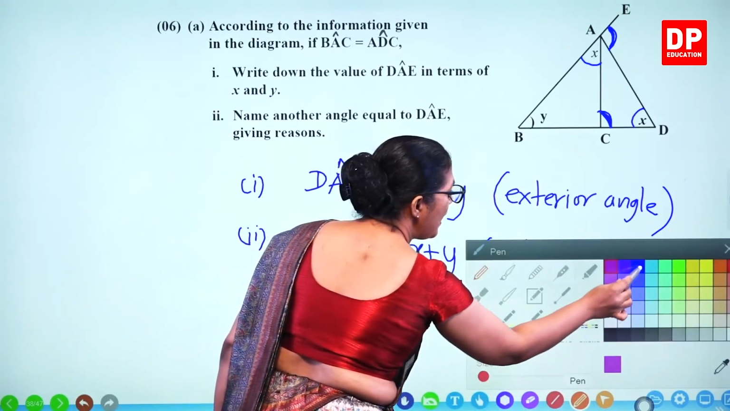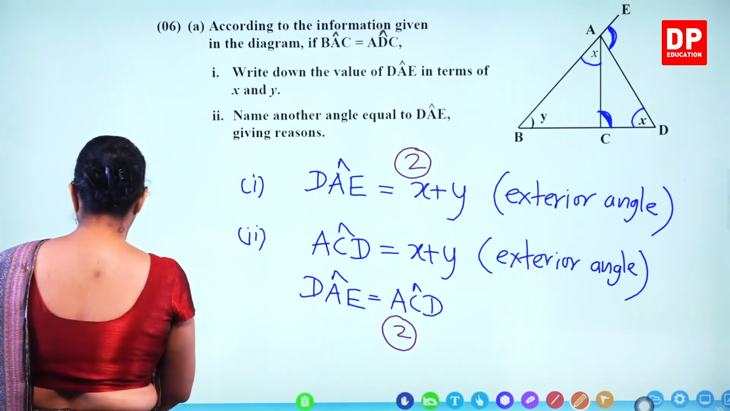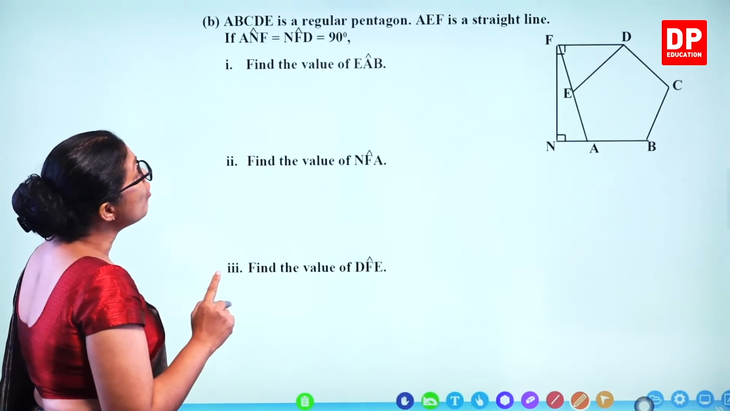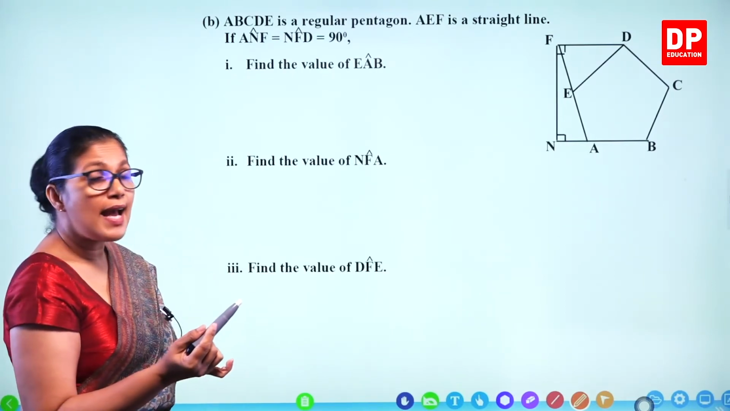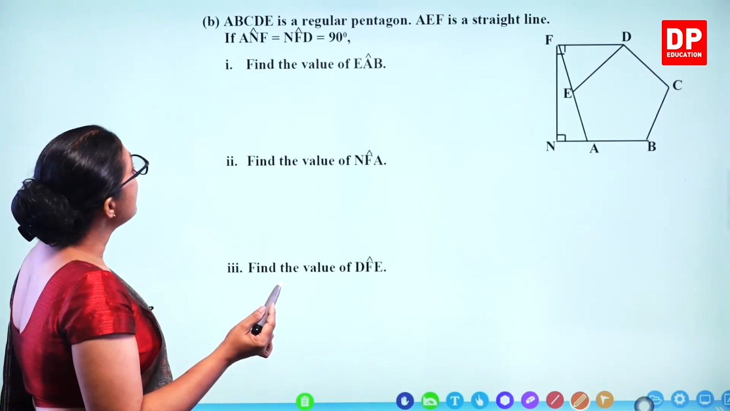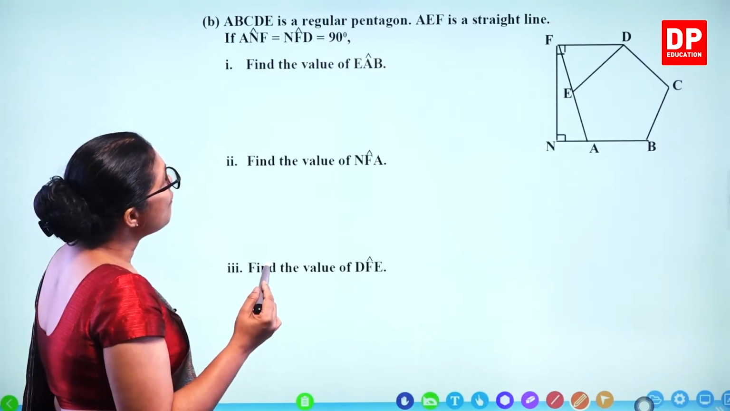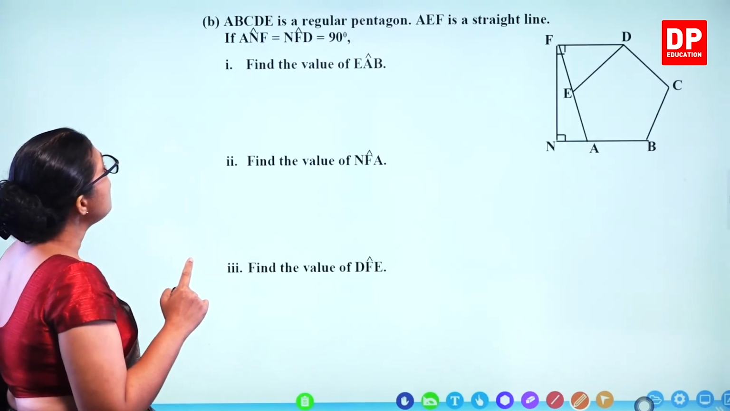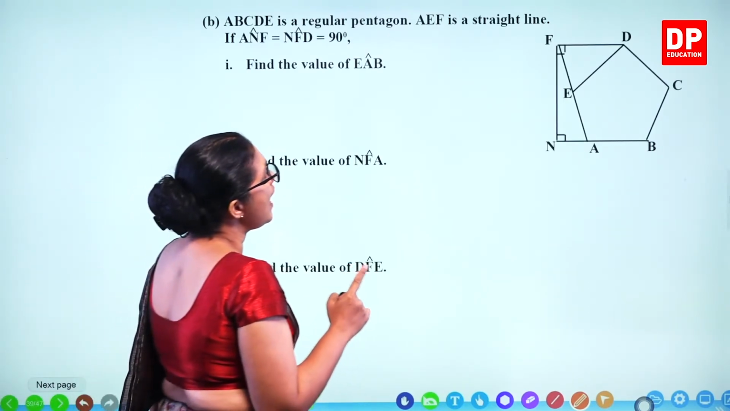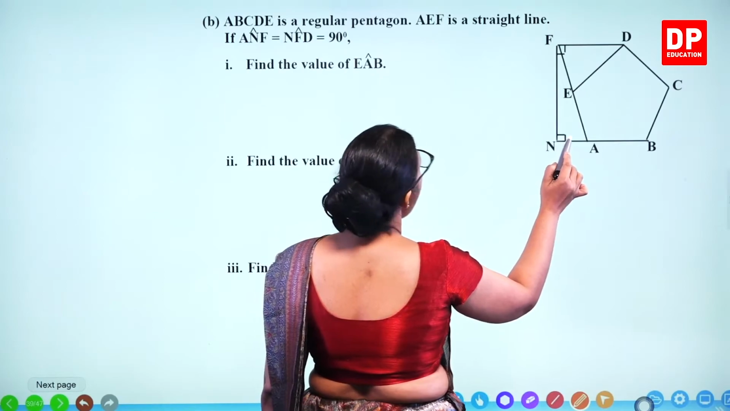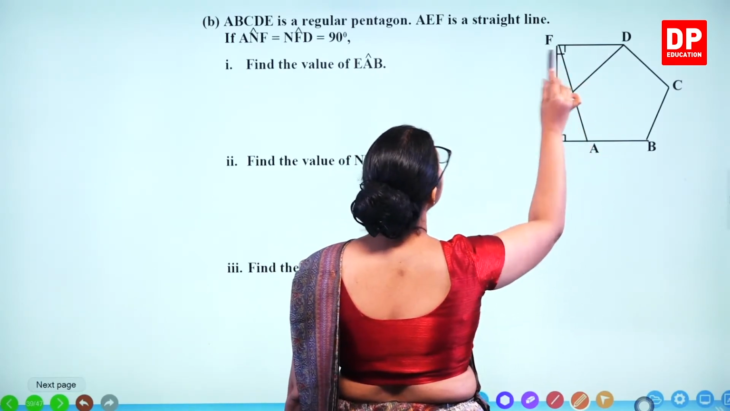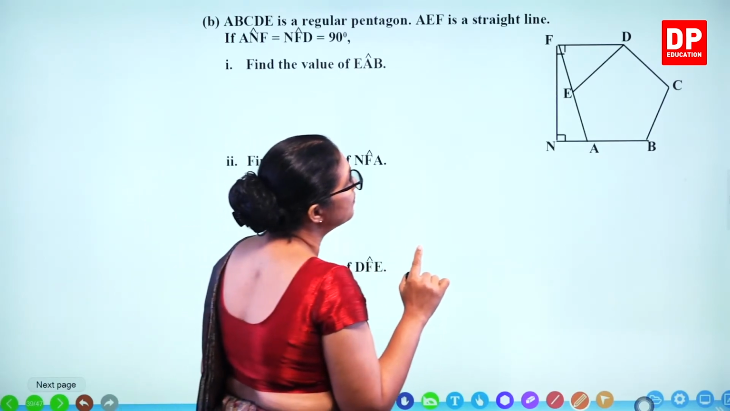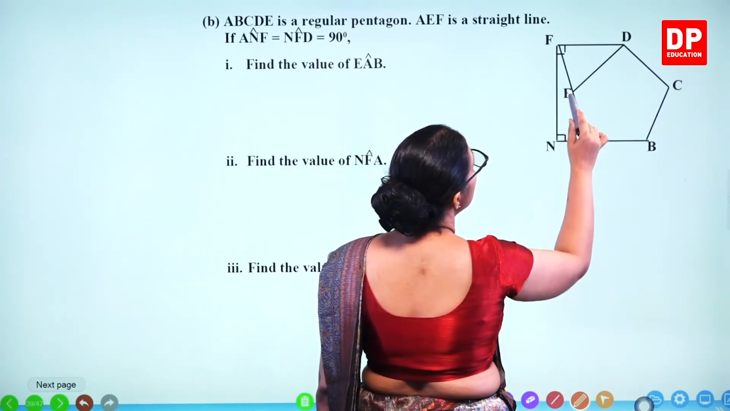Let's do part B. ABCDE is a regular pentagon. Regular means all sides are equal and all angles are equal as well. AEF is a straight line. AEF is a straight line. If ANF, this angle, and NFD is 90 degrees, find the value of EAB.